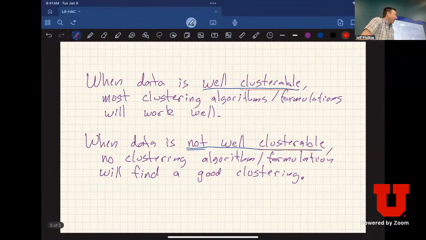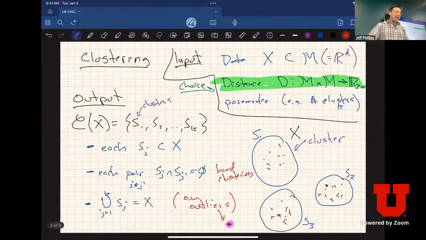Again, if the data is well clusterable, then this will work well. If it's not well clusterable, there's probably nothing you can do. So if your data is in 2D, plot it and draw circles around the groups of points. It's hard to go wrong with this.